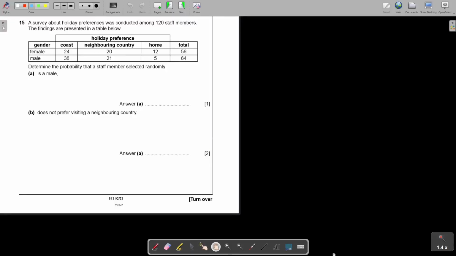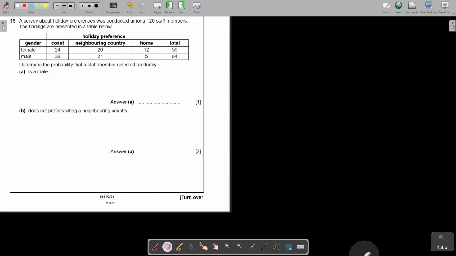Mathematics, Ordinary Level, Paper 2, 2023, Part 6. And this will also be the final part in this question paper. Let's start with question number 15.